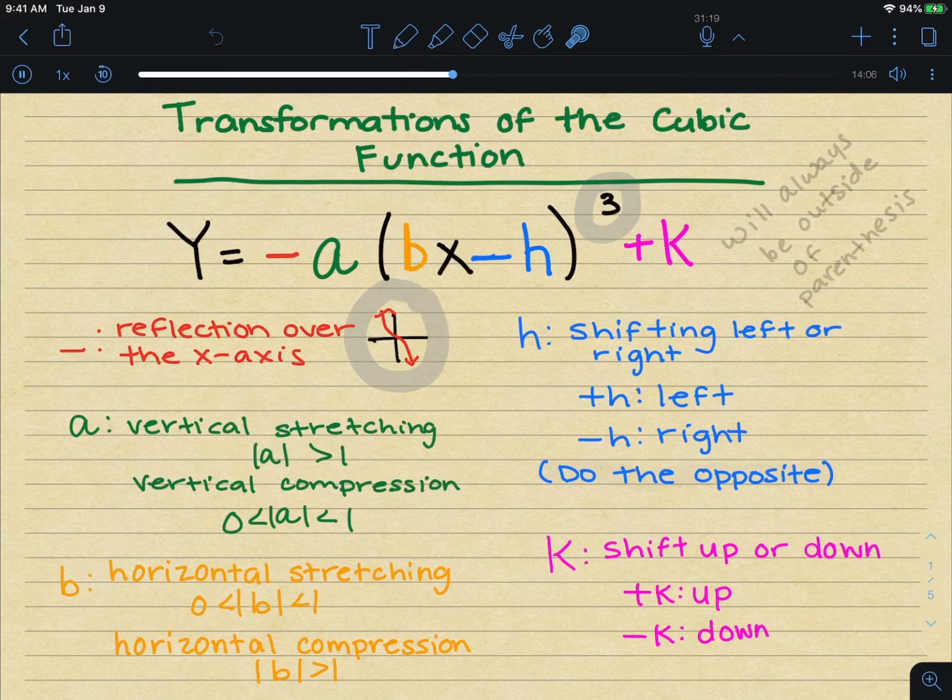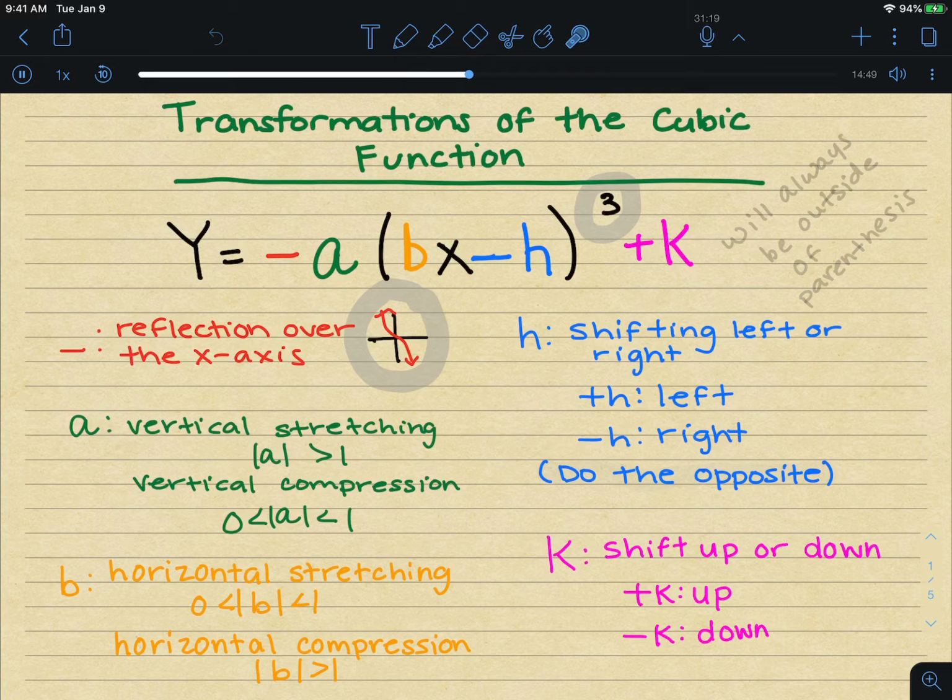A is going to represent vertical stretching or compressing, whereas the B that's inside of the parentheses in front of the X, this one right here, is going to represent horizontal stretching or compressing. So the vertical stretching is going to be when the value of A is greater than 1, and vertical compression is when the value of A is between 0 and 1. Okay, now the B, which is going to represent horizontal stretching or compressing. And the stretching is going to be the opposite of the vertical one. It's actually going to be between 0 and 1, whereas the horizontal compression is going to be greater than 1.